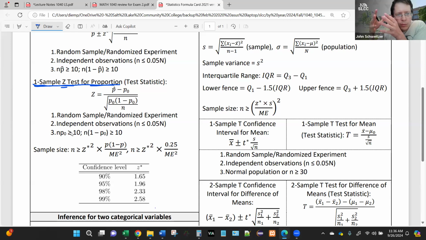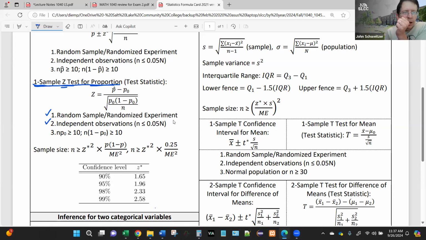When you go to the testing center, make sure you have the formula card with you. Or you don't need the full formula card. A lot of this is not relevant, right? So make sure you take the relevant portions of the formula card with you. So we have to have a random sample, which we do have, right? They randomly assigned the drinks to the participants.